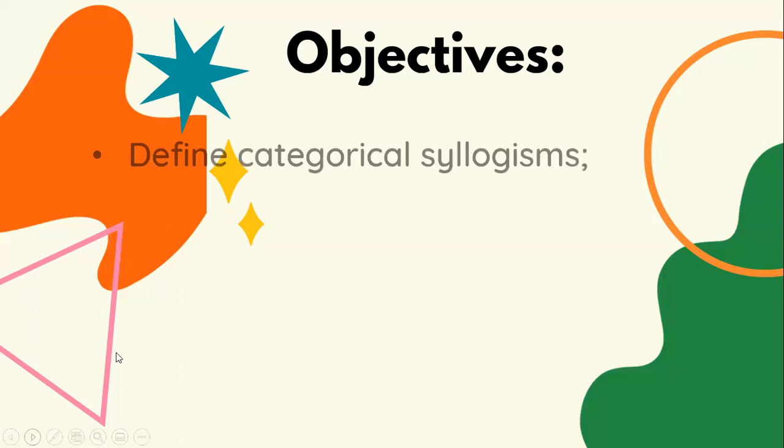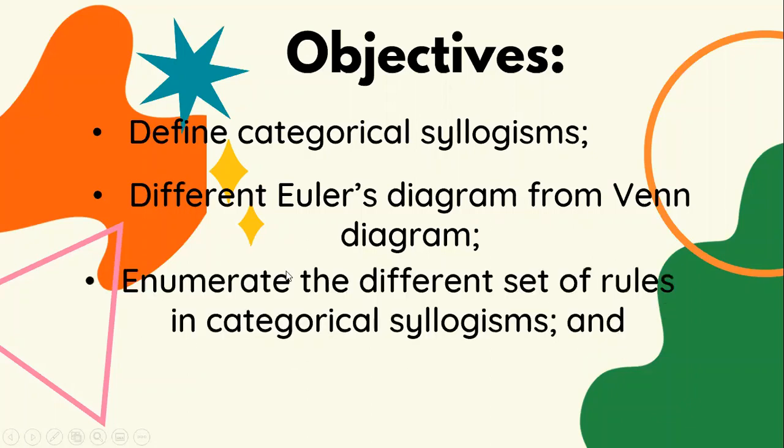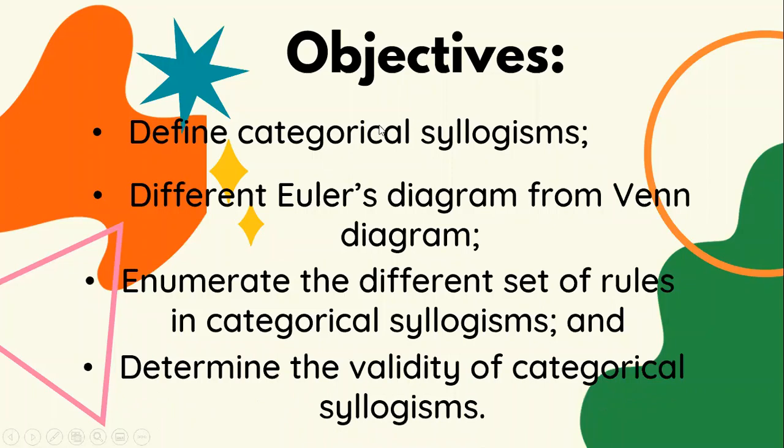So for Module 19, here are the objectives. We'll be using Euler's diagram. I don't know the correct pronunciation, but I'm more familiar with Euler's diagram. Others pronounce it differently, but what I encountered is Euler's diagram. So those are our objectives. It means that for us to establish the validity of categorical syllogisms, we need to use Euler's diagram, and Euler's diagram actually came from the Venn diagram.